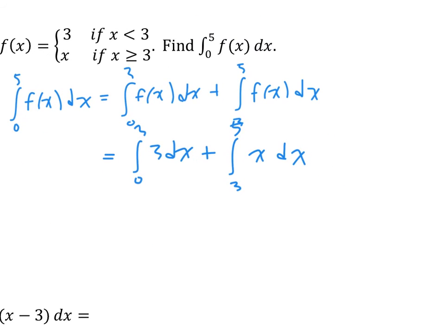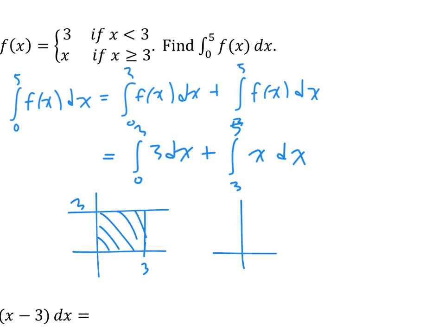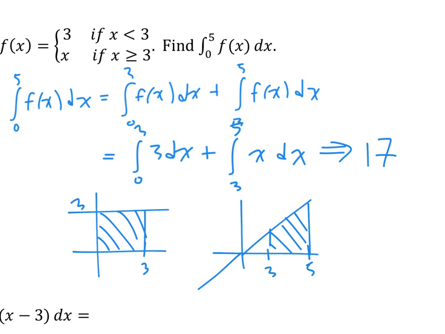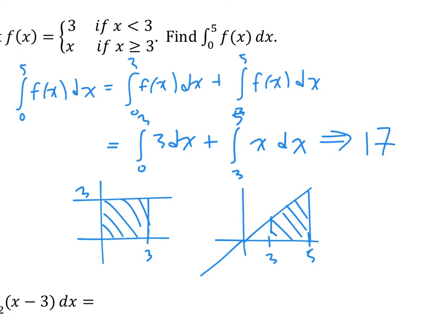Okay, so the first one, the curve is 3 from 0 to 3. So this is just a square. The second one is x from 3 to 5. So that's going to be a trapezoid. So the answer is 17. Are you guys okay? Okay. All right, next. This one's a little tricky.